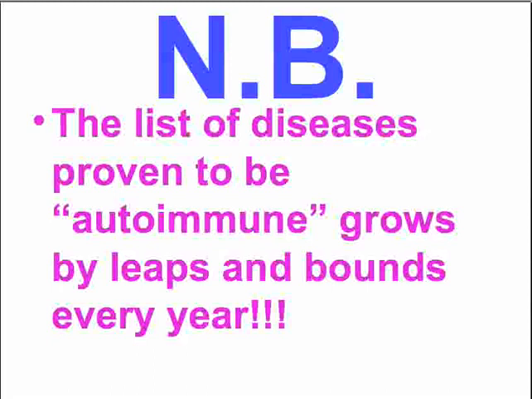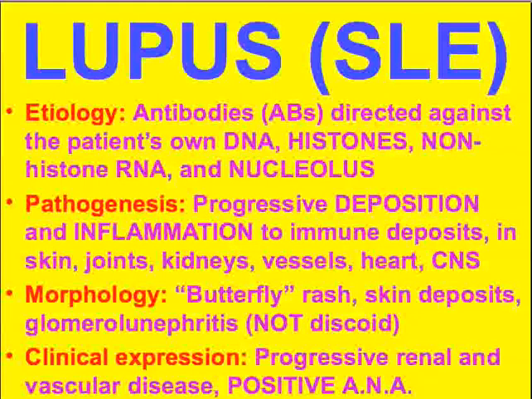And remember, in every case, you have to find a normal intrinsic antigen in the body that's being attacked by a cell which has failed to recognize it as being normal. And we'll start out with the mother of all classic autoimmune diseases, lupus, in the next group.